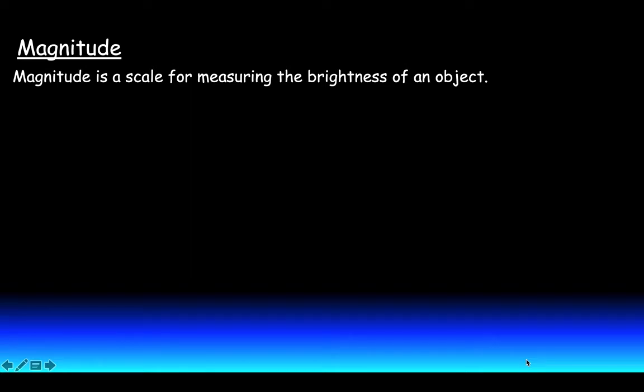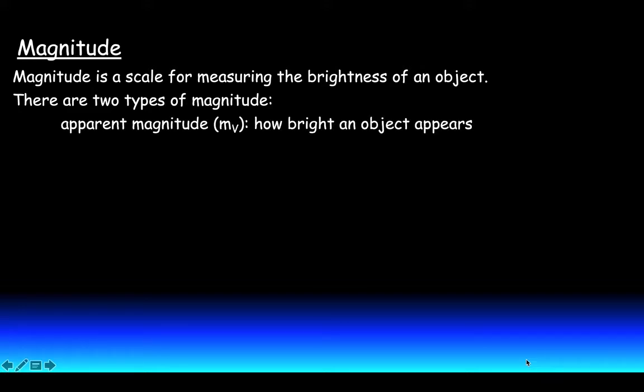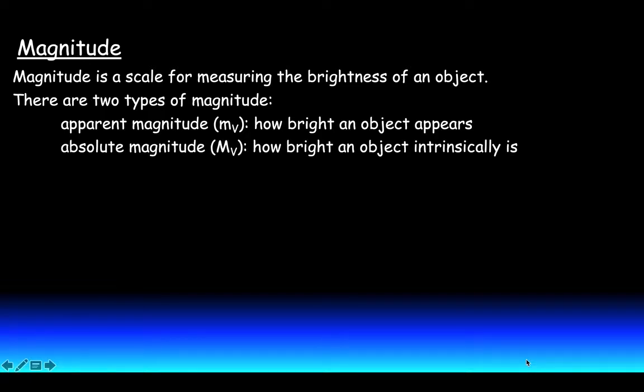In astronomy, when we look up at the sky and see stars and planets and other objects, we notice that some objects are brighter than others. Magnitude is a quantitative way that we could compare the brightness of different objects. When we think about magnitude, there are two ways we could consider this concept. We could think about the notion of apparent magnitude, which talks about how bright an object appears to be, or we could consider the notion of absolute magnitude, which talks about how bright an object really is.